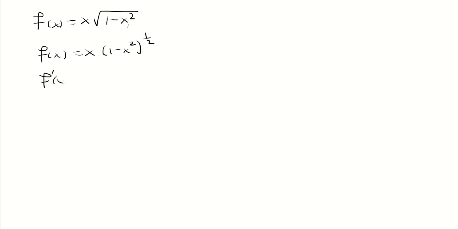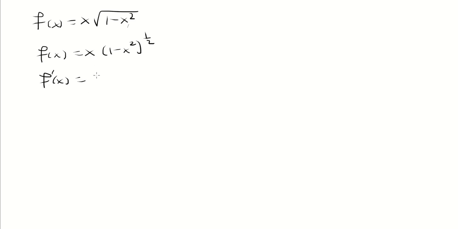Given f of x equals x times the square root of 1 minus x squared, let's find the critical points and the relative extrema. So I'm going to rewrite this as x times 1 minus x squared to the 1/2 power. And then I'm going to take the derivative by using the product rule.